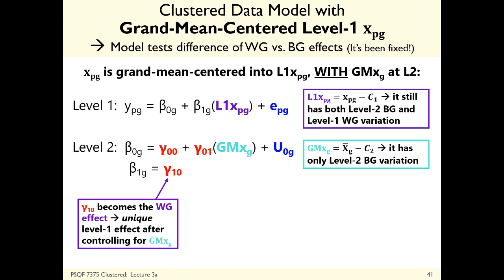The level 1 predictor has level 1 and level 2 variance. The level 2 predictor only has level 2. So its level 1 unique effect is what its fixed effect becomes: the within group effect, the same that we got in the other model. We got it that way in the other model because we took all the level 2 variance out of the predictor to begin with. Now we're letting the model take out the level 2 variance by controlling for it as another predictor. The model is partialing it.